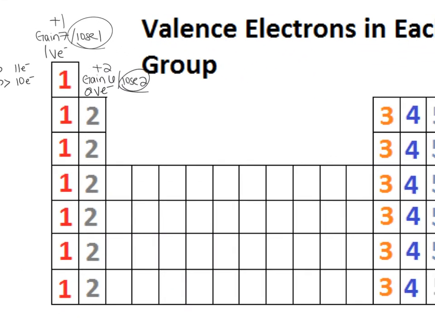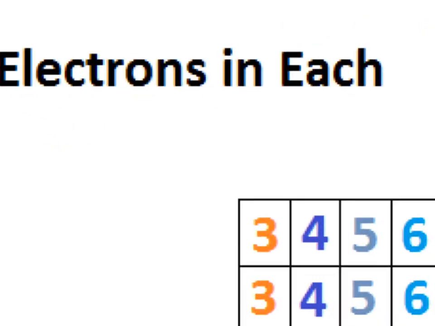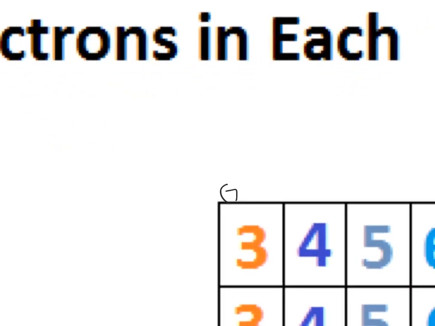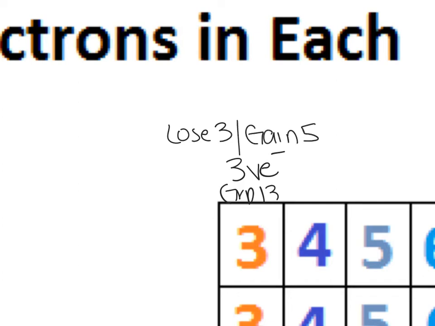Remember, we skipped the middle transition metals, and then we go all the way over to group 13. Group 13 having 3 valence electrons. It can either lose 3 or gain 5 in order to become stable. Again, losing 3 is a lot easier, so we become a plus 3 charge for everybody in group 13.